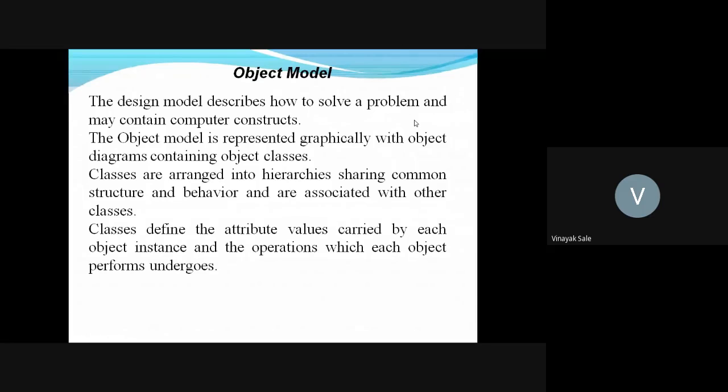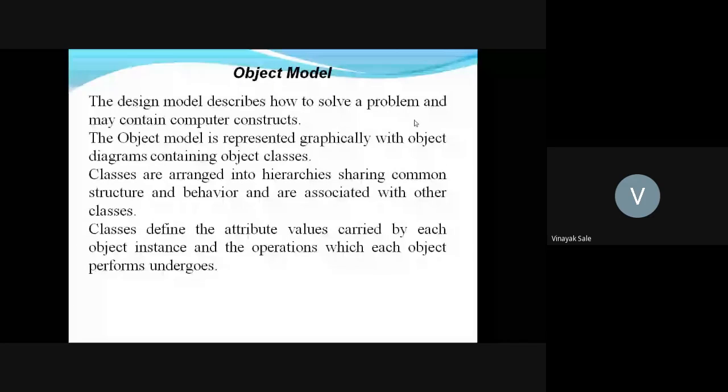The object model is represented graphically with object diagrams containing object classes. Classes are arranged into hierarchies sharing common structure and behavior and associated with other classes. Classes define the attribute values carried by each object instance and the operations which each object performs or undergoes.